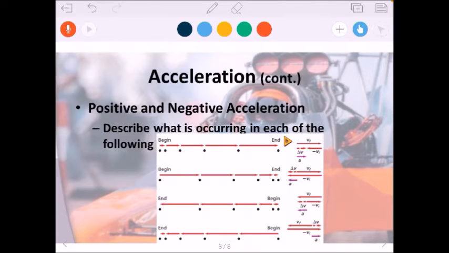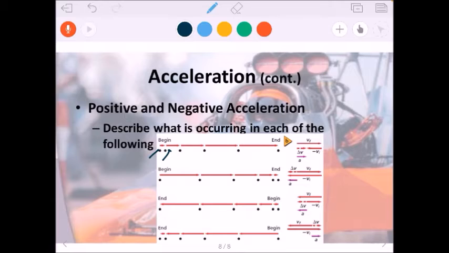All right, we're going to begin our lesson today discussing positive versus negative acceleration. So here's a diagram. What I'd like you to do is take a look at the diagram and describe what is occurring in each of the following 4 situations. If we look at the first situation, you'll notice that we are beginning with a very slow velocity, and we're gradually speeding up. It's getting longer and longer.